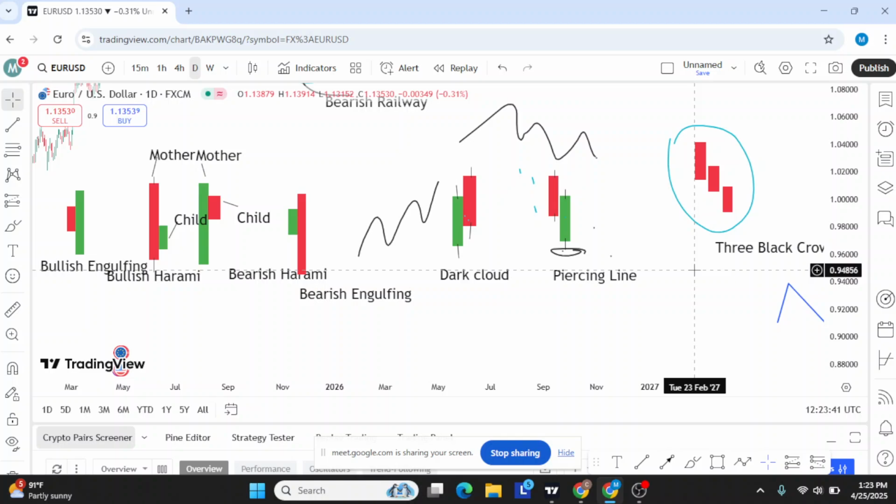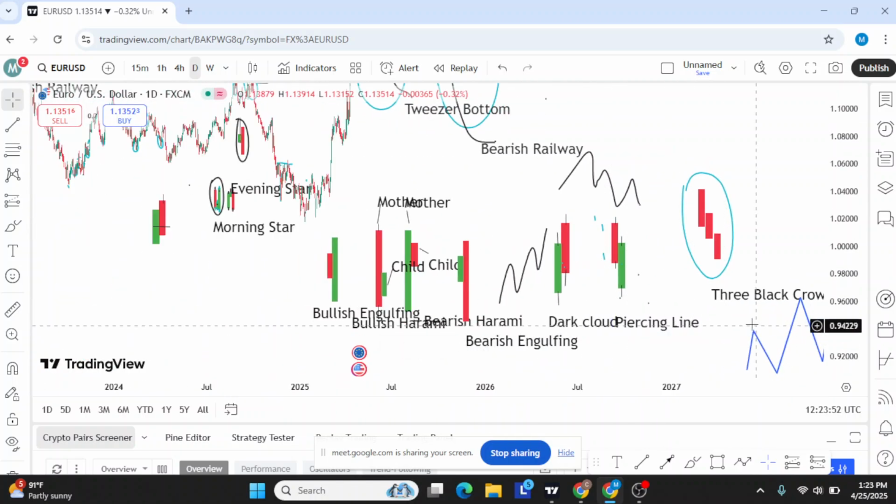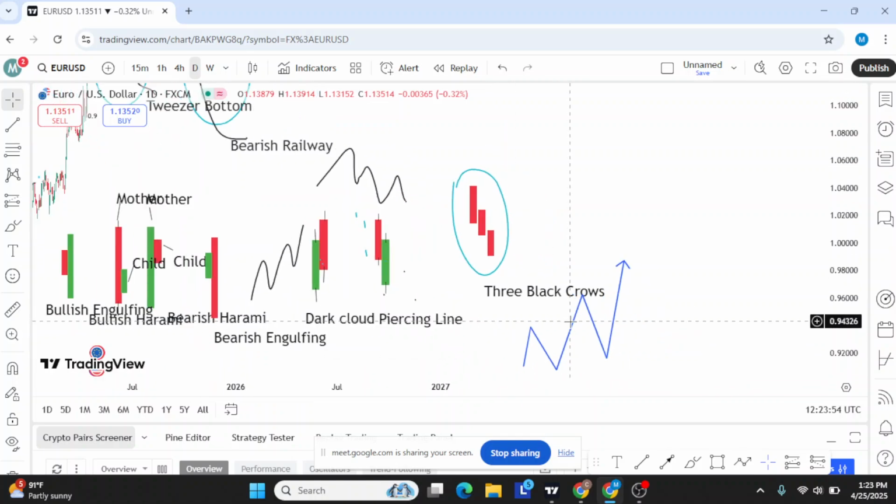So now, I've explained the formation and the idea behind the formation of this piercing line and the dark cloud. So now let's look at.